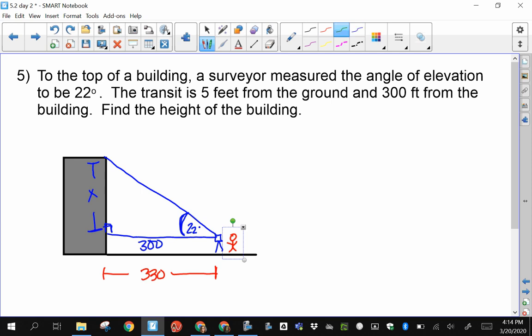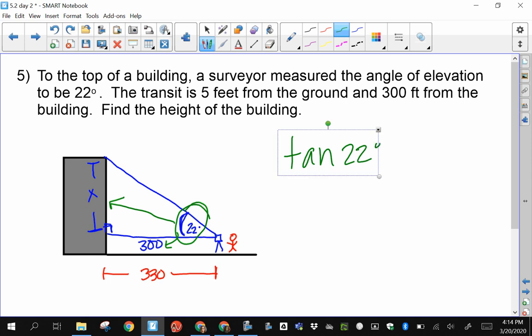Identify the appropriate trig functions. As I've mentioned before, almost always in angles of elevation and depression, it's going to be tangent. And again, that is because I want information about opposite. I have information about adjacent. So tangent of 22 degrees is equal to x over 300. When I solve that, x equals 300 times the tangent of 22 degrees.